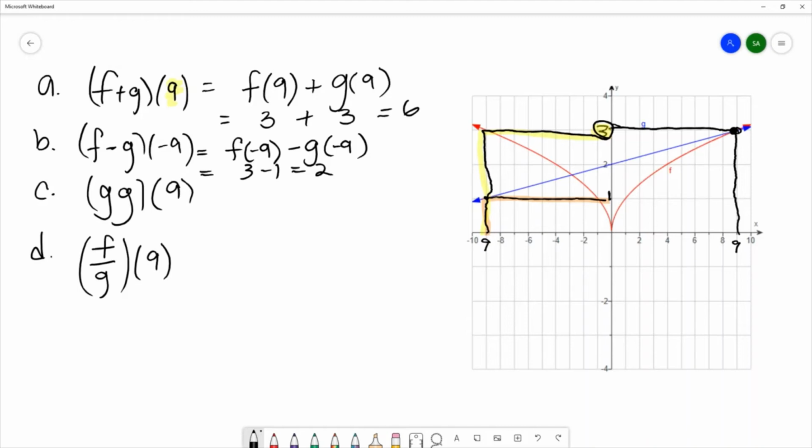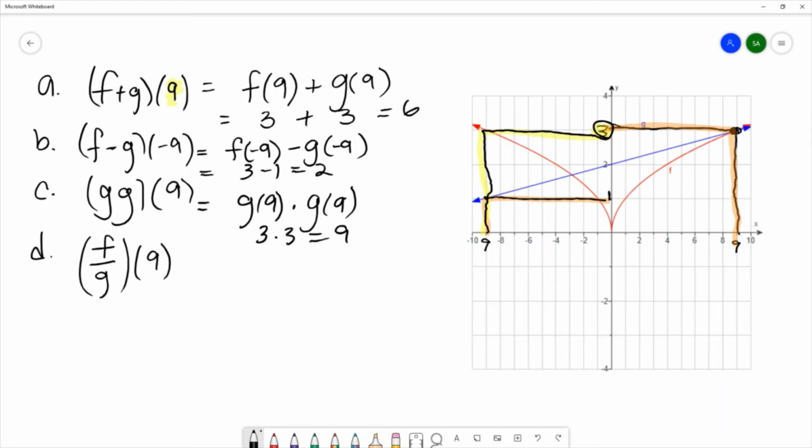So then I want to do the next one, which is g times g of 9. That's g of 9 times g of 9. And we've already found right here with an x value of 9, we have a y value of 3 for the graph of g. So we're going to do 3 times 3, which is 9.